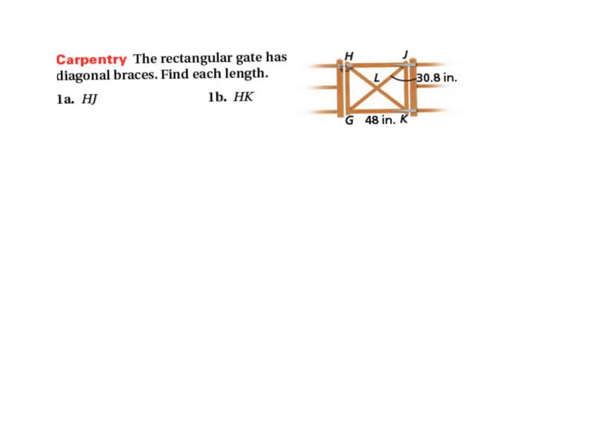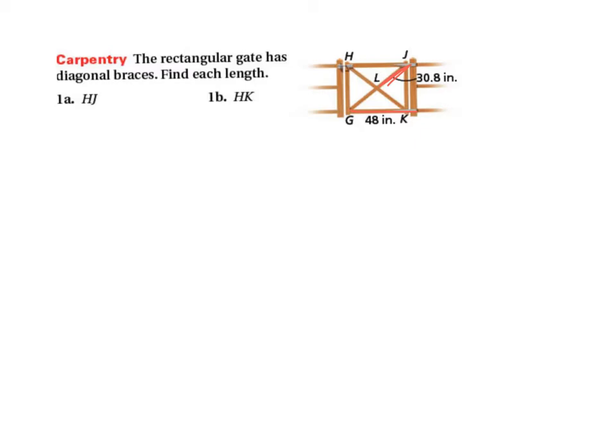Take a minute to try this problem, pause the video, and when you're ready for the answer, go ahead and play it again. So I want to clarify here, it's hard to tell, but I want you to realize that LJ is 30.8 inches, and GK is 48 inches. And since I knew this was a rectangle, I knew that the hypotenuse had to be longer than 48 inches, so that's how I knew that LJ really must be just half of the diagonal, 30.8.